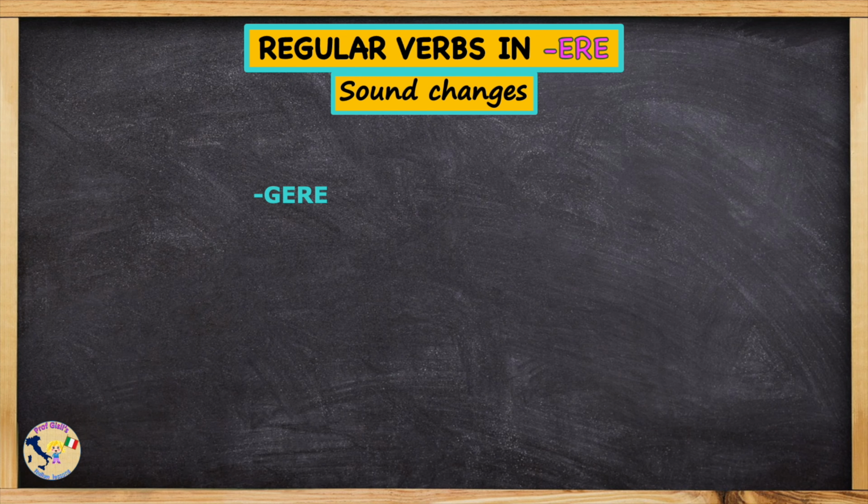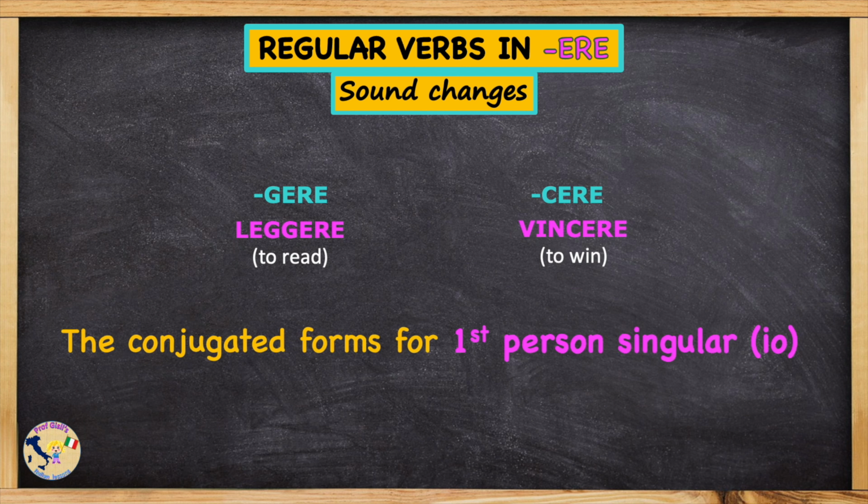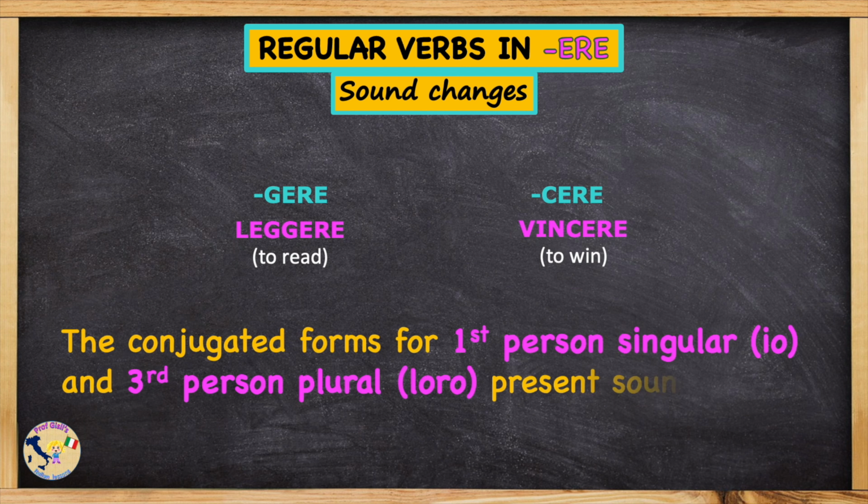Verbs ending in GERE like leggere, to read, and CERE like vincere, to win, are conjugated as other regular verbs of the second group. However, they present some sound changes in the conjugated forms of the first person singular io and the third person plural loro. To explain these irregularities, let's conjugate these two verbs.